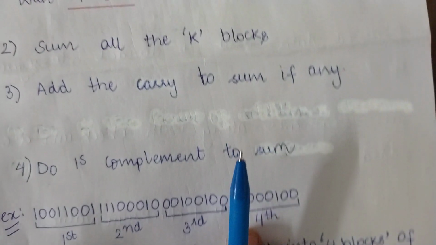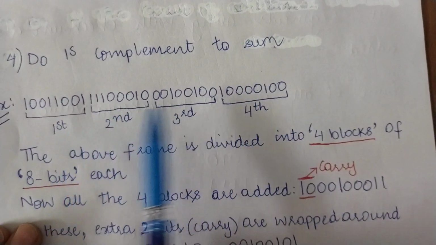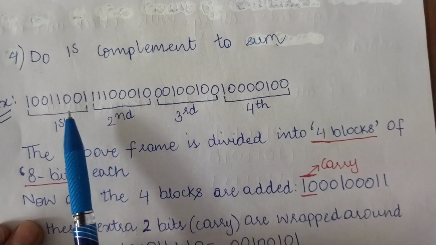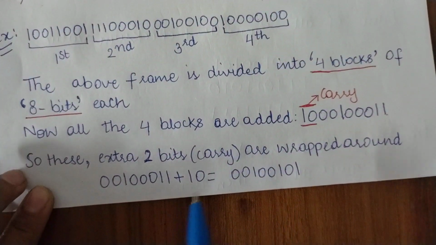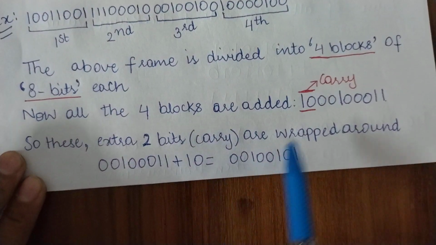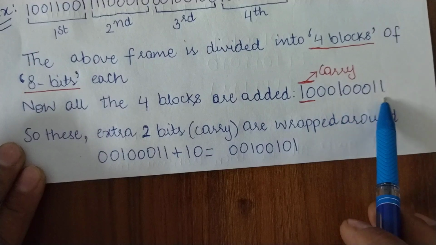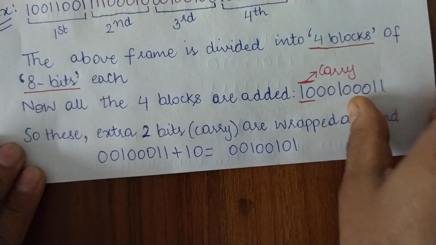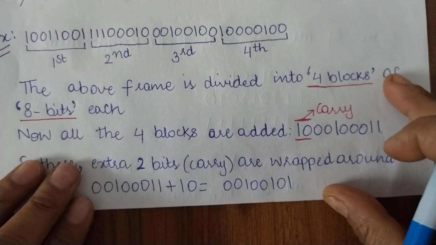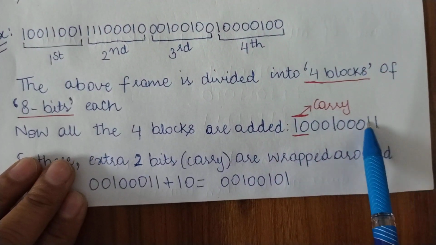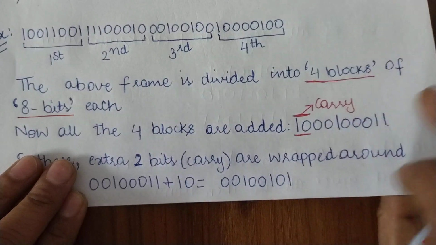Now as per the second step, you have to sum all the k blocks. These are the 4 blocks, and you have to sum all of them. When you perform the addition of these 4 blocks, the result is 1 0 0 1 0 0 1 1. But we had divided the blocks into 8 bits each, and the result of addition gives you a total of 10 bits. That means there is a carry.